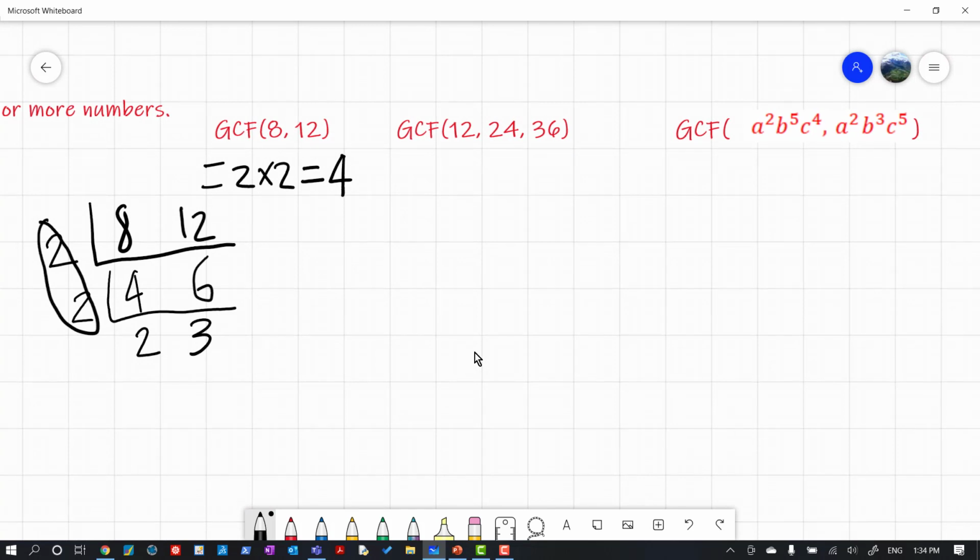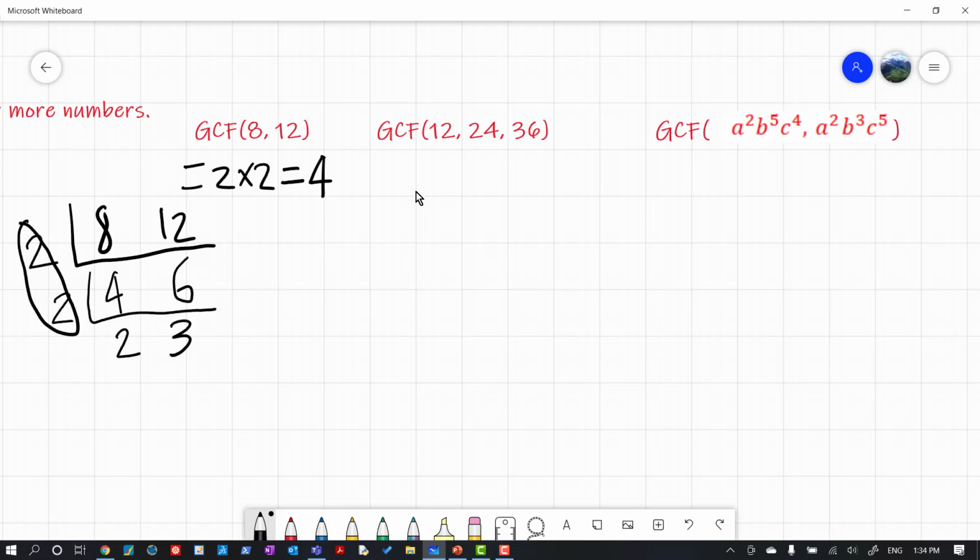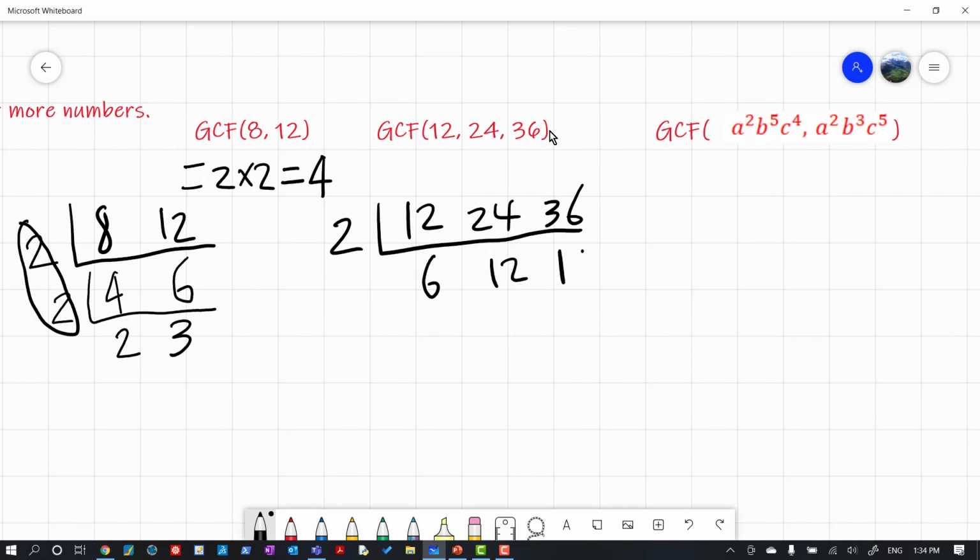Okay, so let's see how this new method works for a list of 3 numbers. As I mentioned, you just do the same thing. You get 3 numbers right here: you have 12, and then you have 24, and then you have 36. So what you need to do is the same thing, and you can just start from the easiest factor. I usually start from 2 if they are all even numbers. And then you have right here 6, 12, and 18.